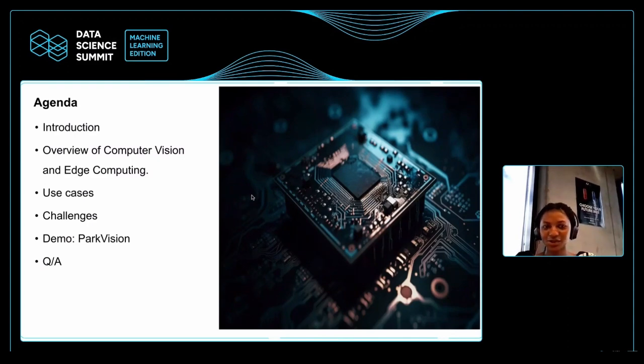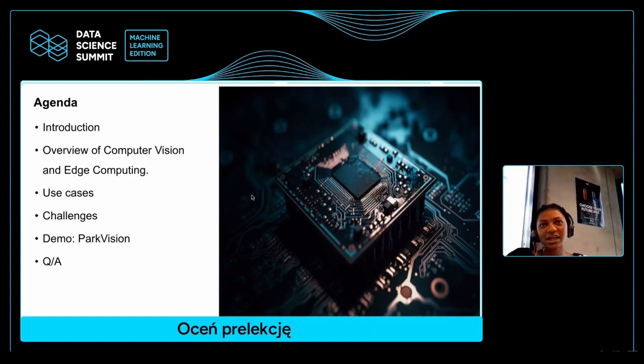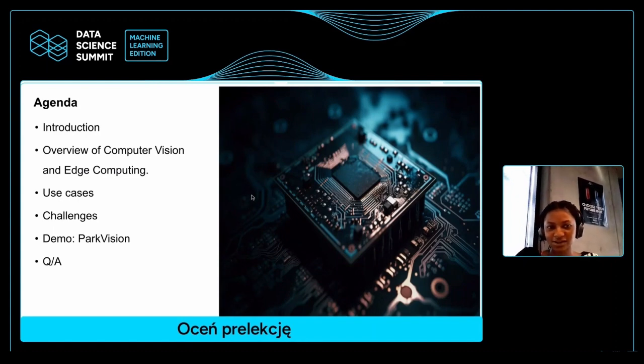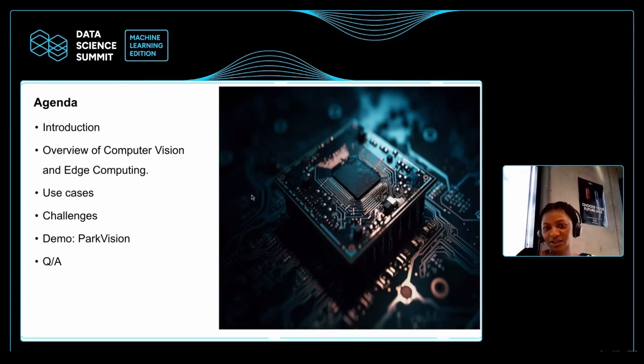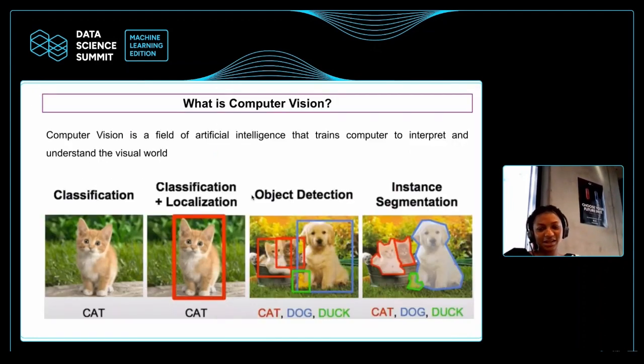So in this presentation today, we'll be talking about an introduction and overview of computer vision and edge computing. We'll be talking about the different use cases, and also about what constraints you have to consider when choosing your devices, and the challenges when deploying models on these devices. We have a demo for you called Pack Vision, and also we are open to any questions you have after the presentation. Thank you for listening. So here I will start with a brief overview of computer vision.